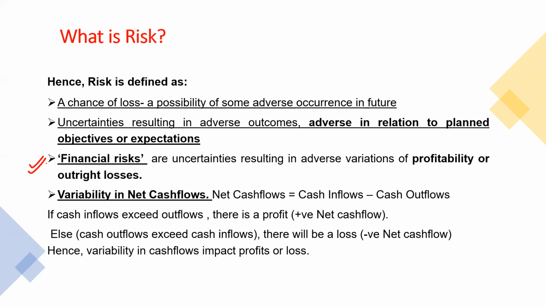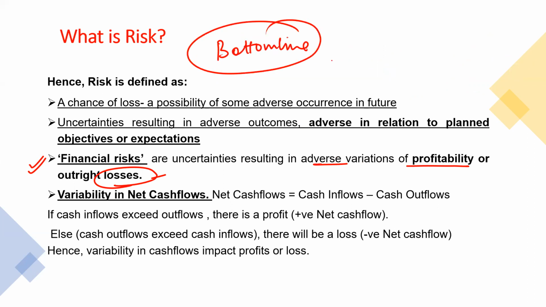Another important concept here, friends, is your financial and non-financial risk. So we're going to talk about financial risk here. There are uncertainties resulting in adverse variations in profitability or outright losses. So any loss that is impacting your bottom line, anything that's impacting your profits, is your financial loss, right? And that happens usually because you have variability in your net cash flows.